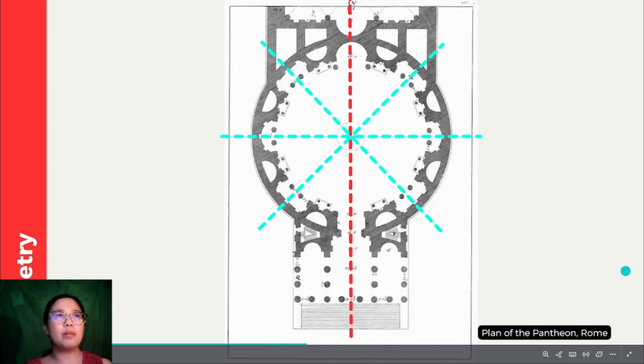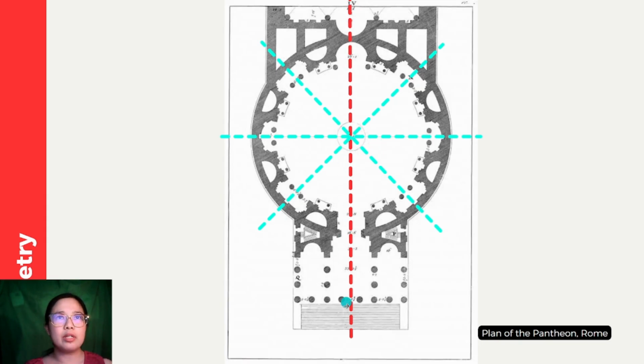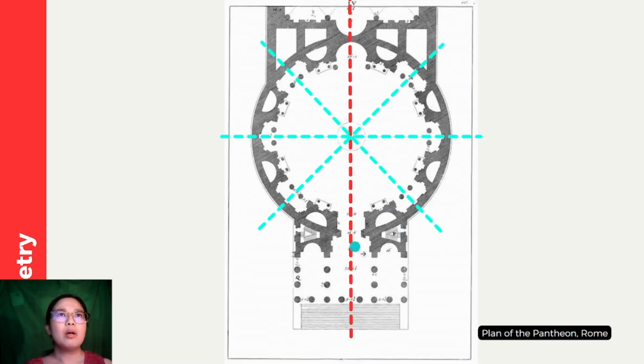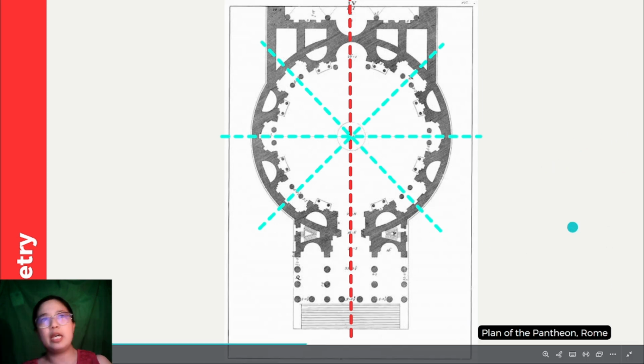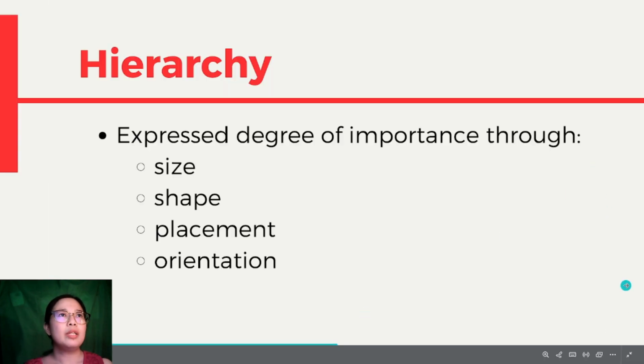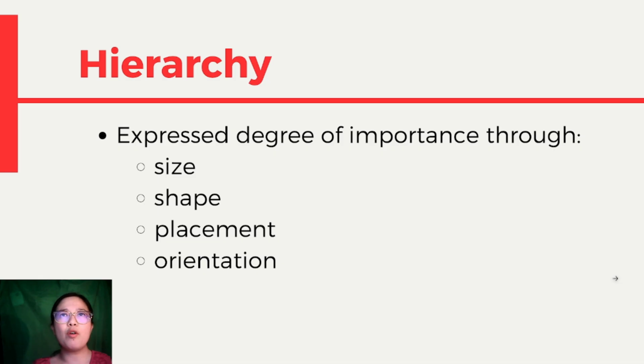Now, this one is the plan of Pantheon in Rome. So, this is what you call a radial symmetry. You have a major axis here, vertical dito sa ating image, and then divided into 8 equal parts. So, more likely, kapag hinati mo ito at dinistribute, they are the same image, part of the pie. Alright, so yan, pantay-pantay lang yan at pare-pareho. Next, hierarchy. Hierarchy is express degree of importance.